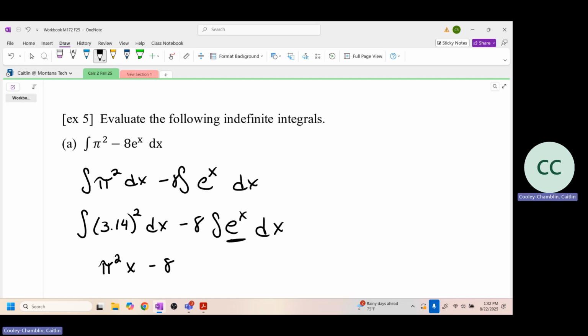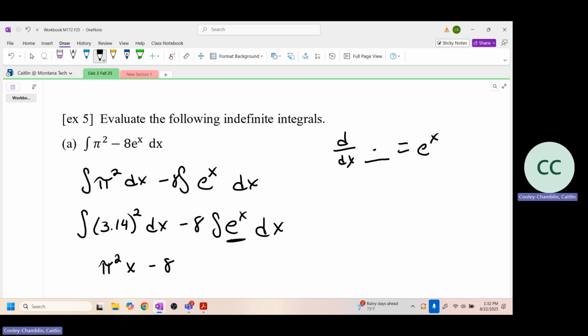Now the question is, what is the antiderivative of e to the x? And so what we ask ourselves is the derivative of what function gives us e to the x. And hopefully this is one thing that you remember from Calc 1 that kind of got beat into your head over and over again. The derivative of e to the x is e to the x. It's always e to the x.